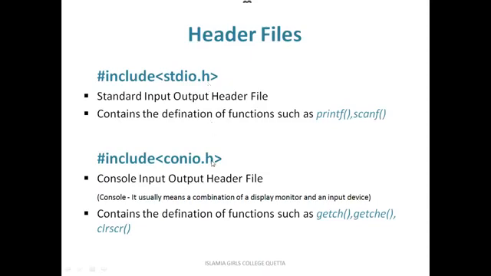Second is conio.h. Now conio stands for the console input-output header file, and here we got some other input-output functions. Now the console usually means the combination of display monitor and input device. Now if you are using the functions like getch and getche and clear screen, then we have to include the conio.h header file in our program.